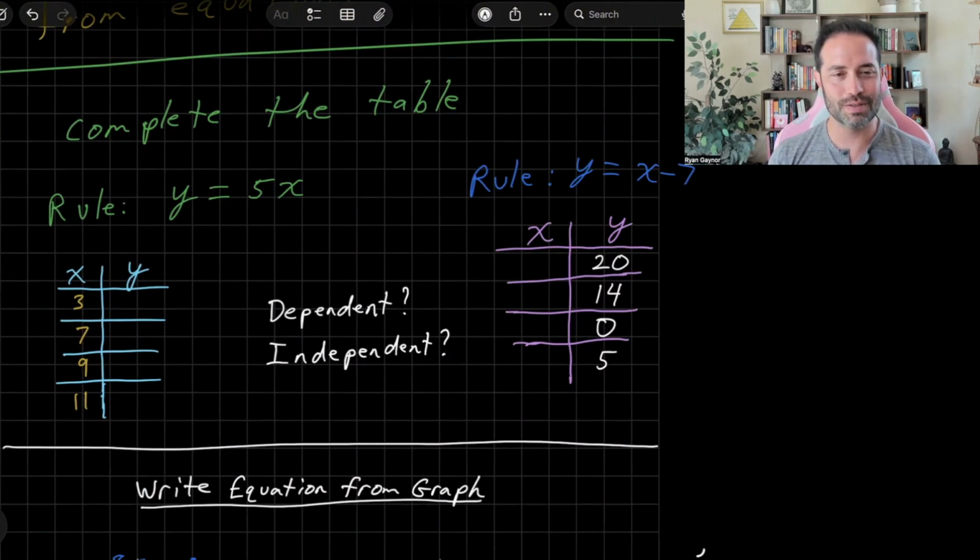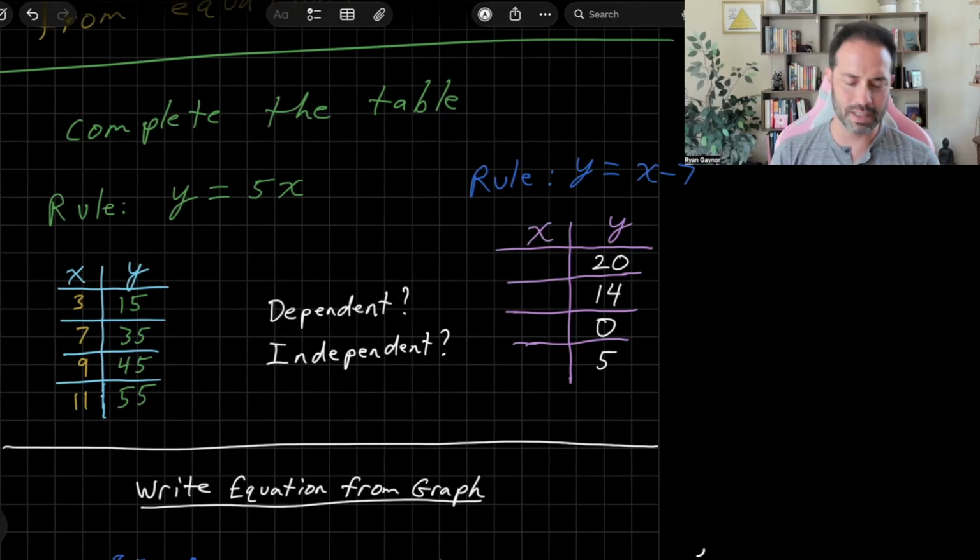Okay, so we've got our table. We have the x. We have 3, 7, 9, and 11. So they want us to complete the table. So all we have to do is take the x, which we actually call the input, and put it into the equation. So it's going to say 5 times 3, right? So that would be 15. Then it's going to say 5 times 7, so that would be 35. Then it's going to say 5 times 9, so that'd be 45. And then it's going to say 5 times 11, so that would be 55.